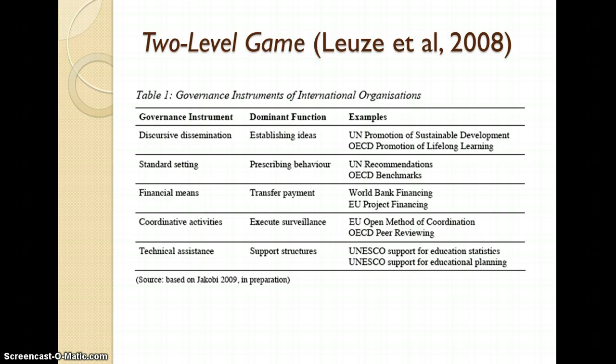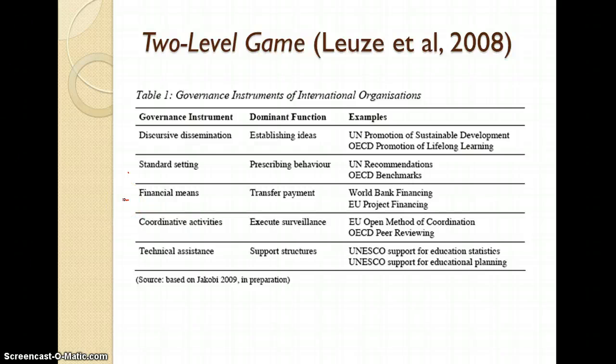From, again, this discursive dissemination, the function would be to establish ideas, to control the discourse. And the examples they give would be the UN promotion of sustainable development or the OECD's promotion of lifelong learning. They also have this idea of standard setting, which is the agenda setting, right? Prescribing behavior. So examples from the same organizations would be UN recommendations and OECD benchmarks.